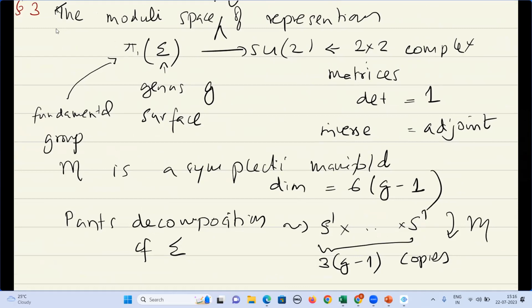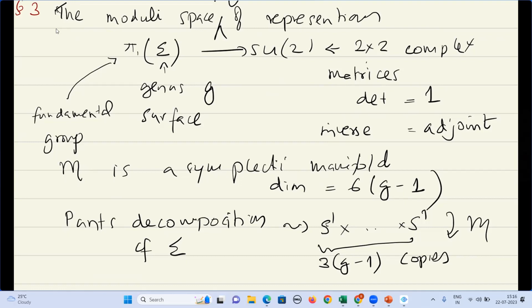So now I have to look for an action of S1, the unit circle group. And I must take n copies of this, where n is half the dimension of the symplectic manifold curly M. In this case, the dimension of the symplectic manifold is 6 times G minus 1. So I must take 3 times G minus 1 copies of the unit circle, and I must look for an action of this product group on M.